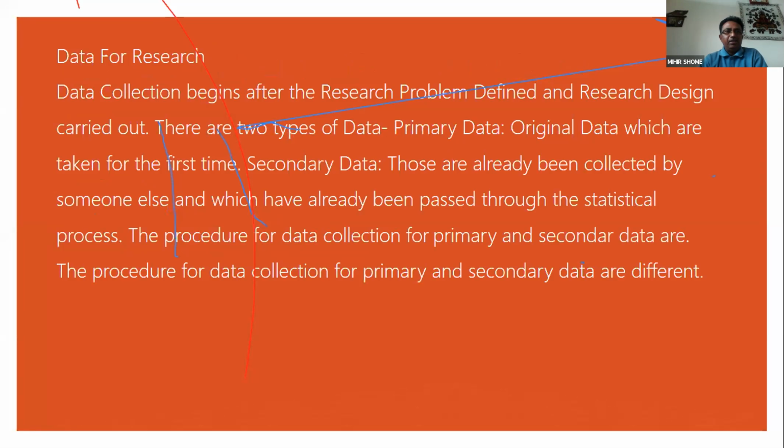Data for research. Data collection begins after the research problem is defined and carried out. There are two types of data: primary data, which is original data taken for the first time, and secondary data, which has already been collected by someone else and has already passed through the statistical process. The procedures for data collection for primary and secondary data are different.